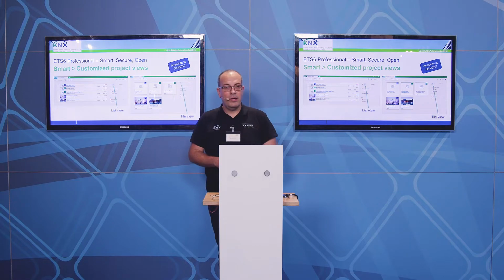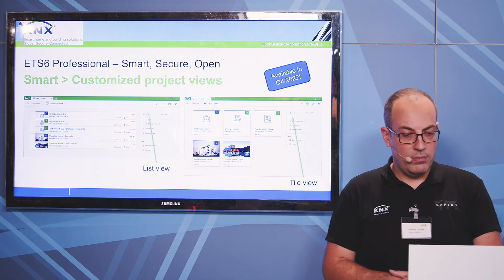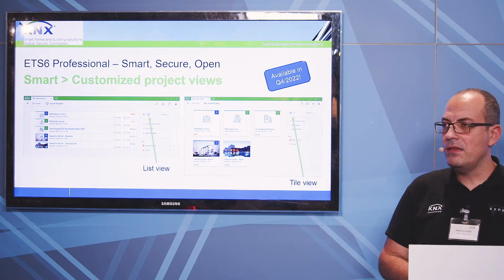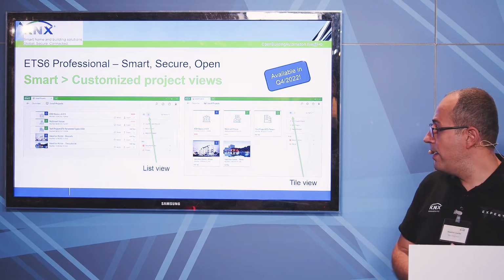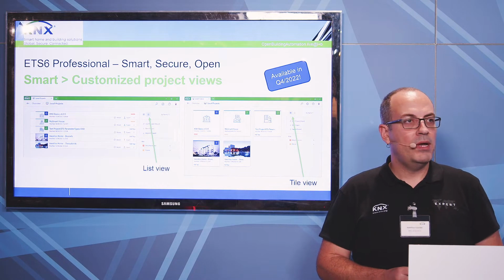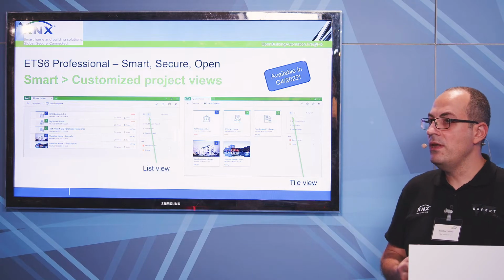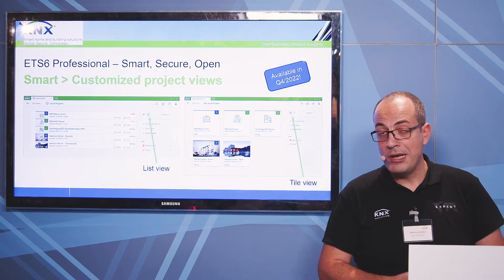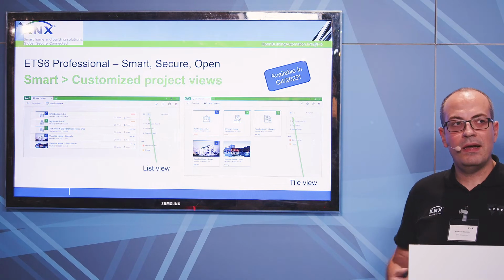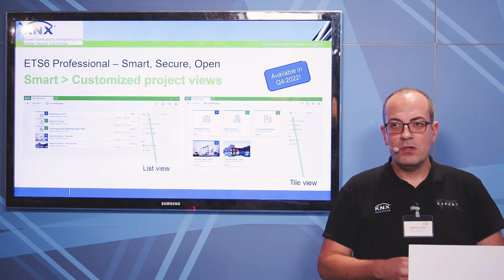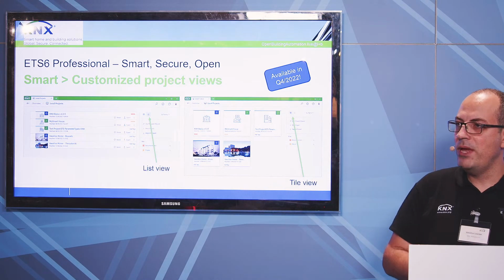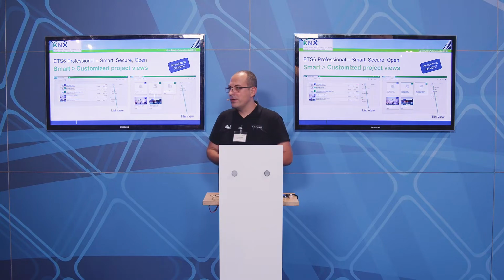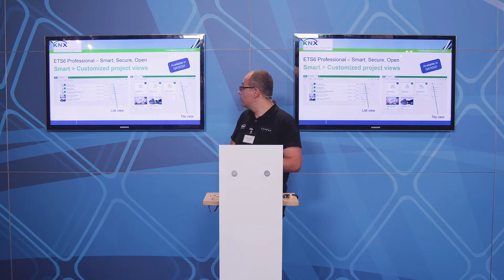Then what we're also implementing, and that can also be seen in ETS6, is that we have 2 different project views, the tile view and the list view. They both show the same information, but in a slightly different way. This is very handy. The list view is a feature that is going to be available within our release in December. However, you can see it live at our booth. The list view is very handy in case there are many projects and the ETS user wants to see them all at one glance, or more projects than the tile view.